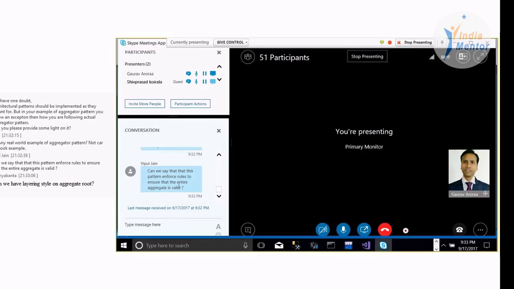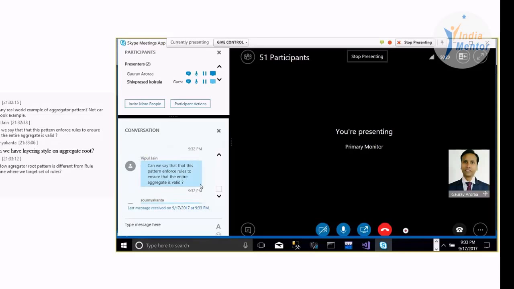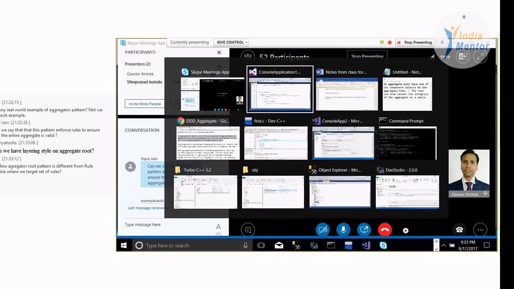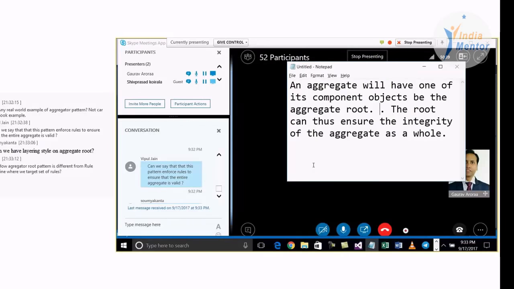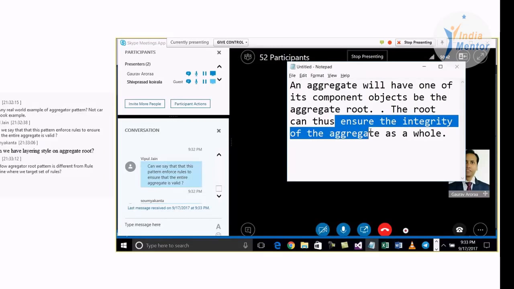Yes, that's right. What you said, Vipul, is exactly right. It is different from a rule engine. What Vipul said is right. It enforces rules to ensure that the entire aggregate root is valid. Look at the definition of Martin Fowler, which I like: it is to ensure the integrity of the aggregate as a whole. Okay. Good. So that was the first pattern.